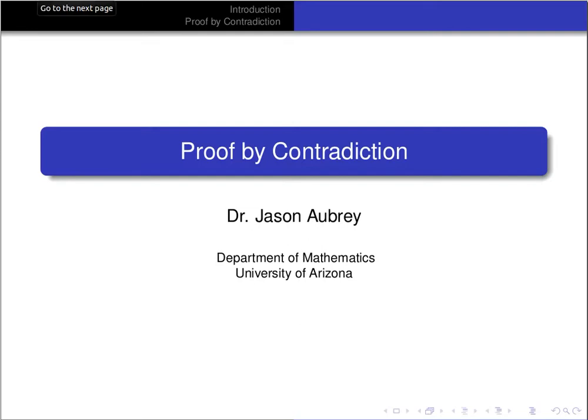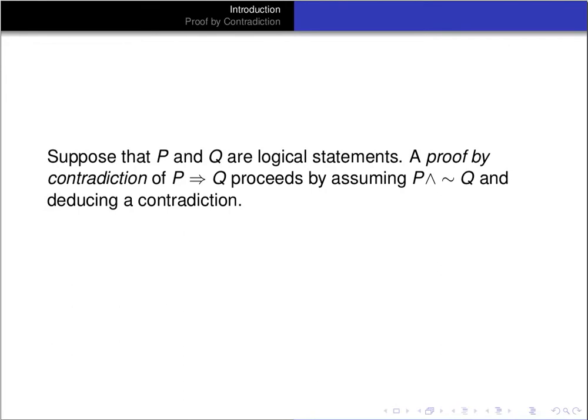In this video, we're going to discuss proof by contradiction. So let's suppose that P and Q are logical statements. A proof by contradiction of P implies Q proceeds by assuming P and not Q. So you assume the hypothesis P and you assume the negation of the conclusion Q, and then deduce a contradiction.